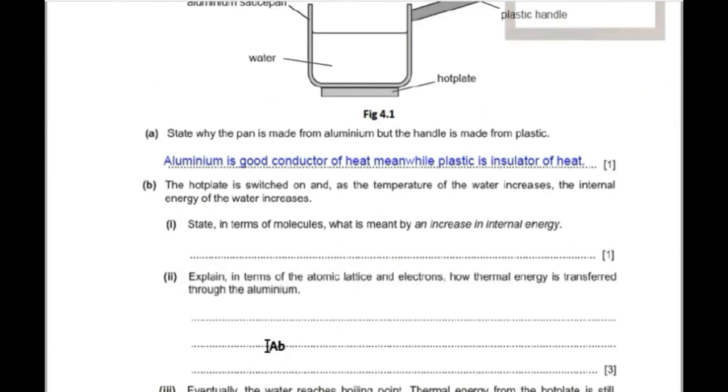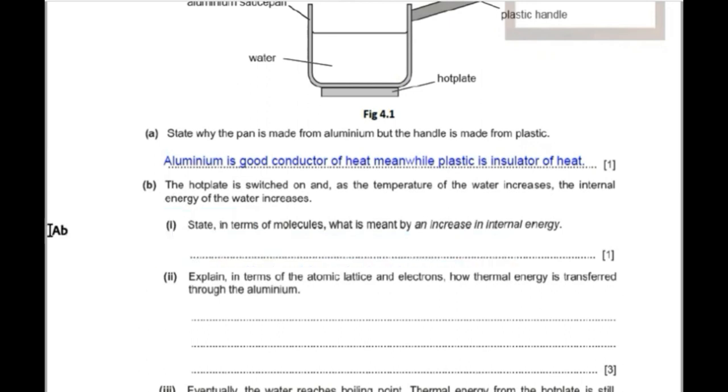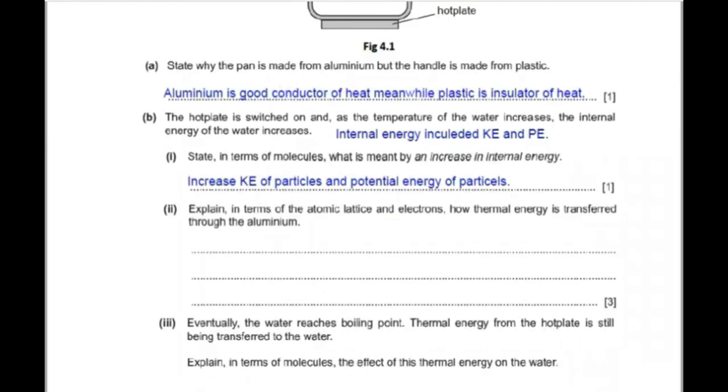The molecule. Why increase internal energy? Temperature increase. Okay, for internal energy, you can say that it increases the kinetic energy of particle and the potential energy of particle. Internal energy includes KE and PE. So both increase. Okay, so next question asks for atom lattice and the electron.